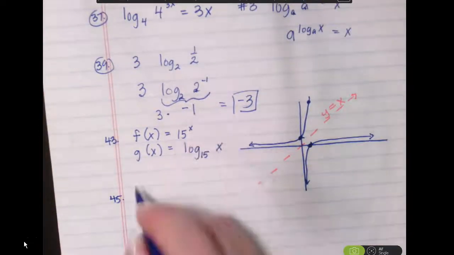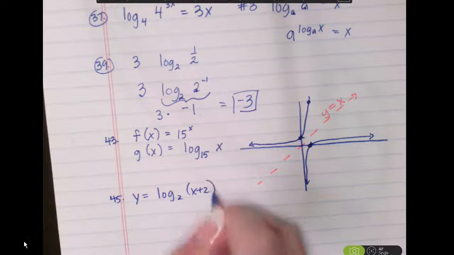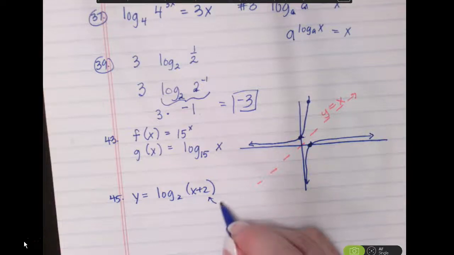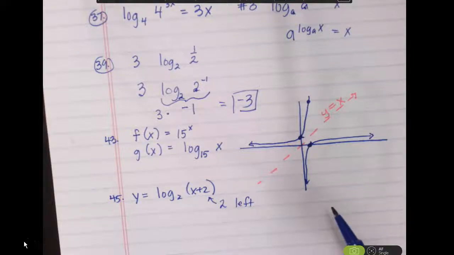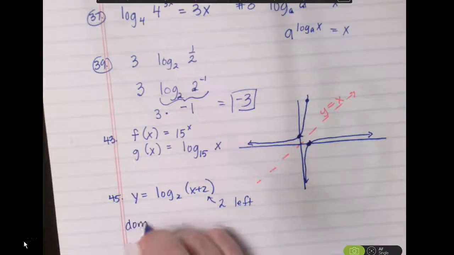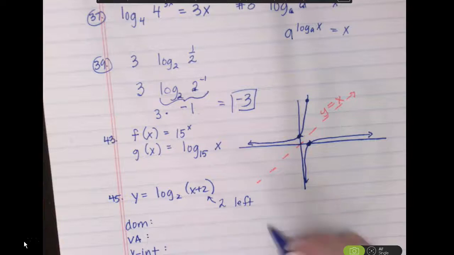Alright, so in number 45, y equals log base 2 of x plus 2. So what I'm anticipating here is that this is 2 to the left of the parent function. So I need to find the domain, the vertical asymptote, and the x-intercept of the logarithmic function. And then I need to sketch it by hand.